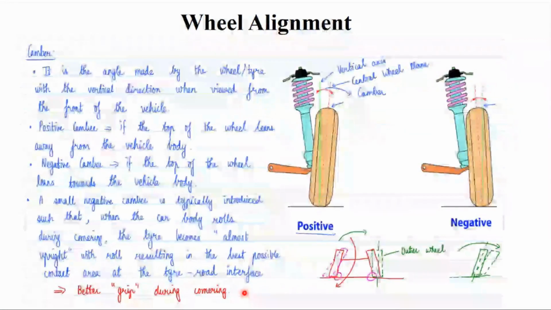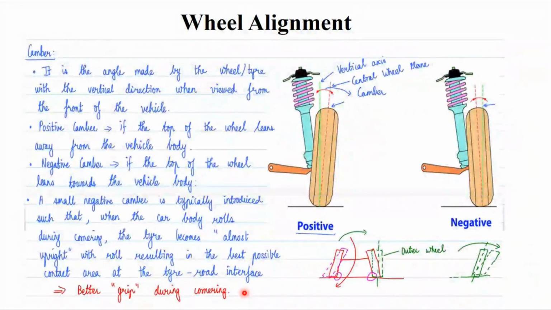And camber is nothing but when viewed from the front of the vehicle, the angle made by the wheel, the tire, with the vertical direction is the camber. And positive camber is the one which is leaning away from the vehicle body, and when it leans towards the vehicle body, it is called negative camber. Negative camber is good for a better grip during cornering.